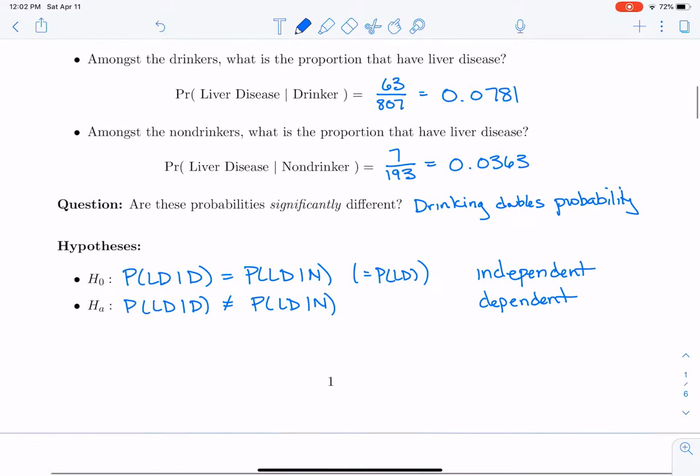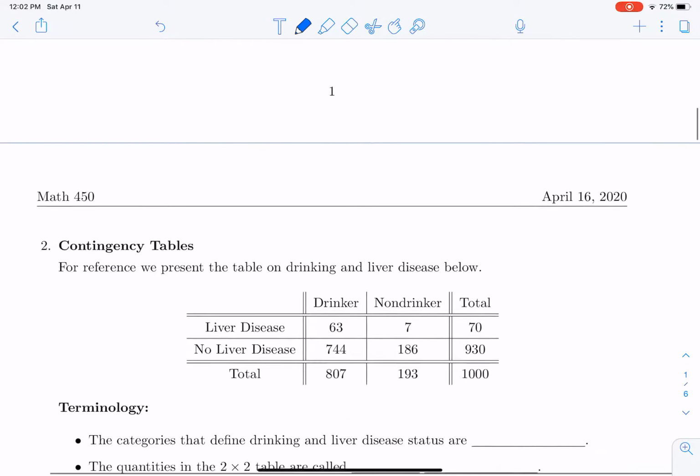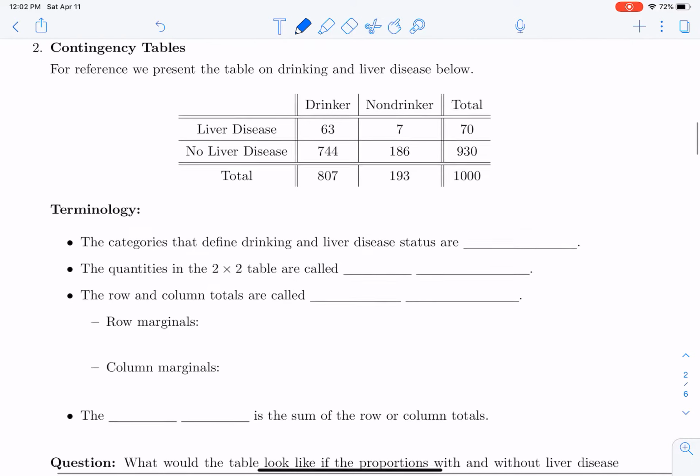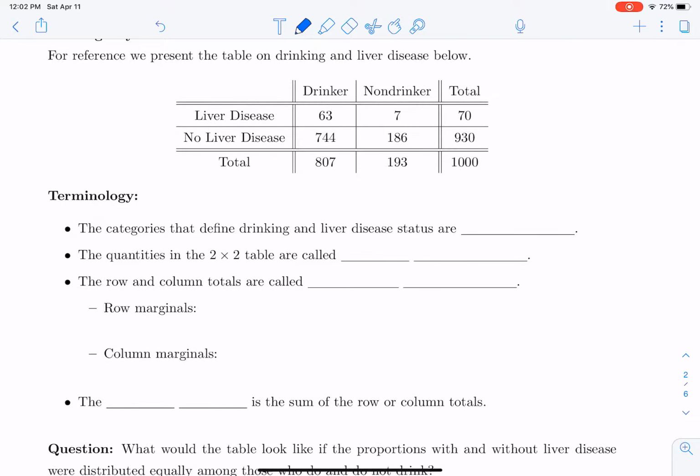Okay, so let's talk a little bit about these contingency tables, and add some terminology for you. The categories that define drinking and liver disease status are what we call dichotomous. Okay, so you either have liver disease or you don't. You can't be in both. And you either drink alcohol or you don't. You can't be in both categories.